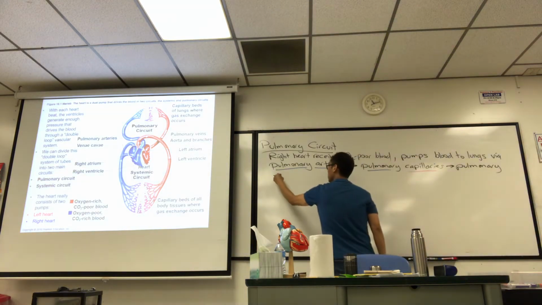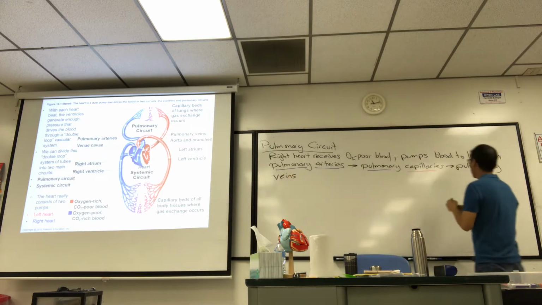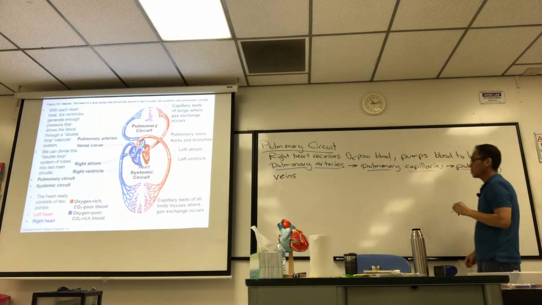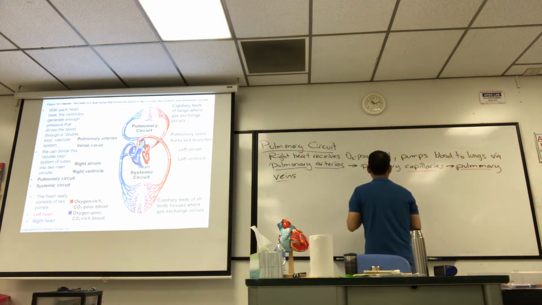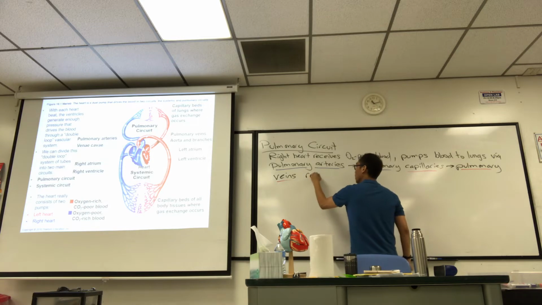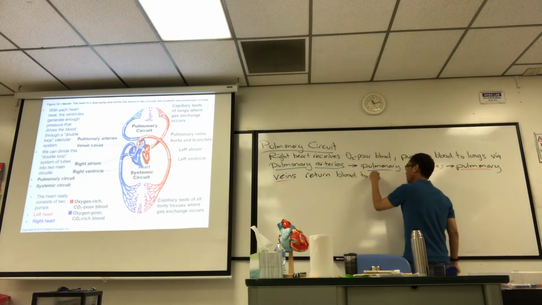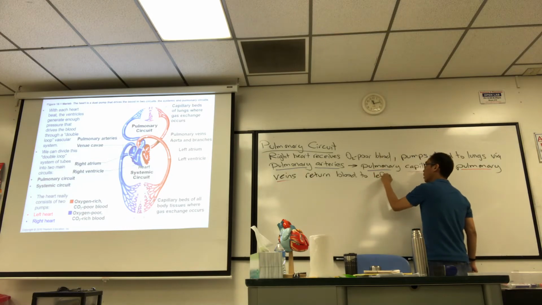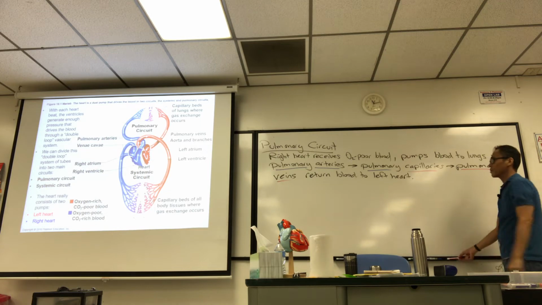Pulmonary vein. Remember, vein in, return blood to the heart. Pulmonary veins return blood to left heart. Now oxygenated. So we went out and we came back. So that's the pulmonary circuit.